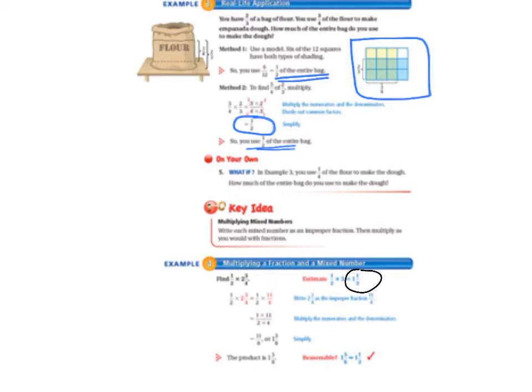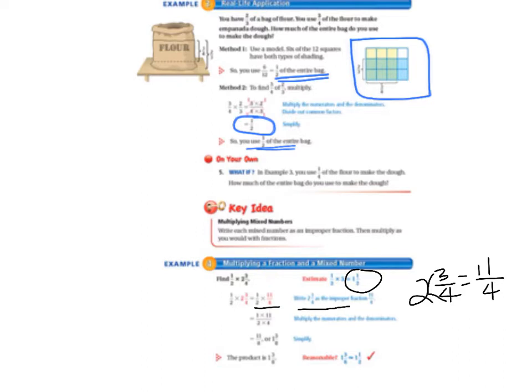So remember from 5th grade that we need to change 2 3/4 to an improper fraction. And off to the side, I'm going to refresh your memory about how to do that. 2 3/4: 4 times 2 is 8, plus 3 equals 11, and the denominator stays the same. So you multiply the denominator times the whole number, and then you add the numerator. So you multiply 1/2 times 11/4.